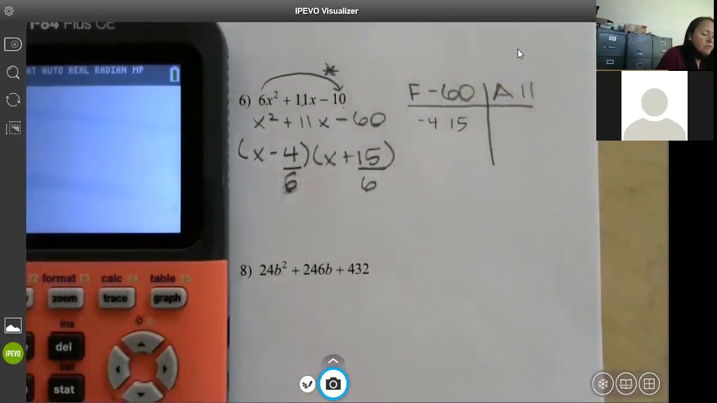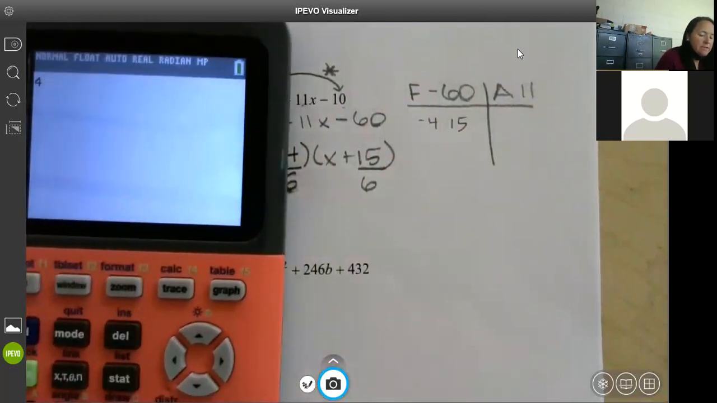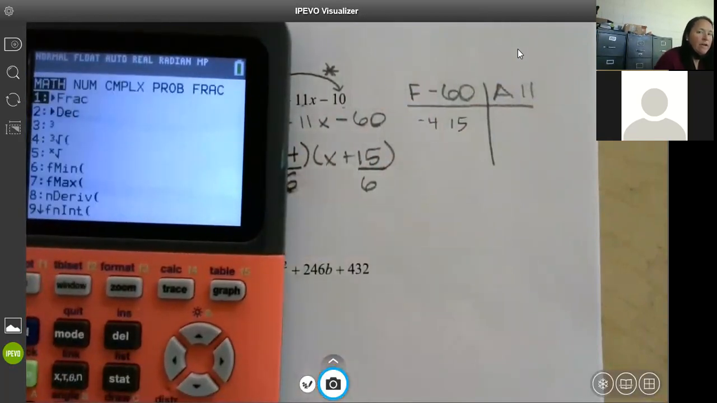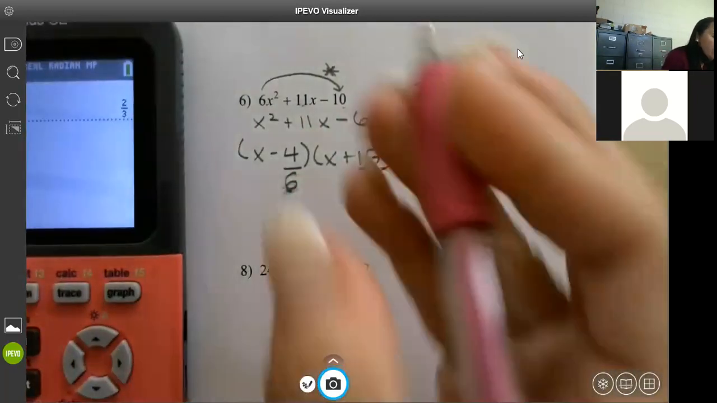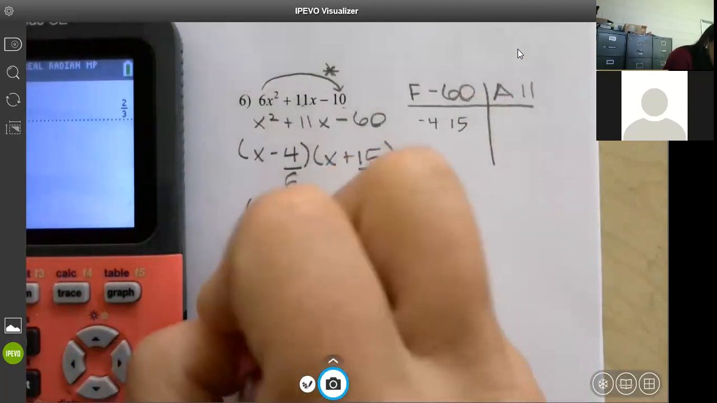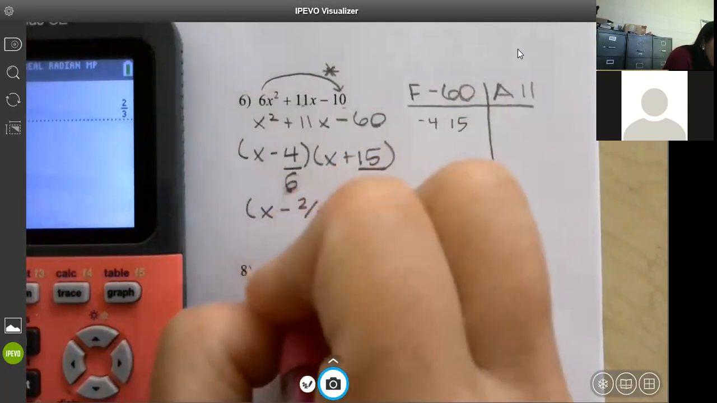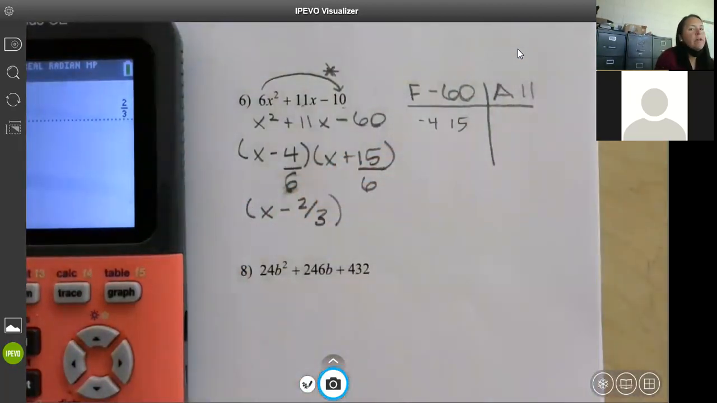All right, if we look at this, I'll show you another thing. This one was probably the worst one to start with. I'm going to put in 4 divided by 6, and do math enter. The reason is I'm going to show you a different fraction. So we reduced it because they're both divisible by 2. 4 divided by 2 is 2. 6 divided by 2 is 3.